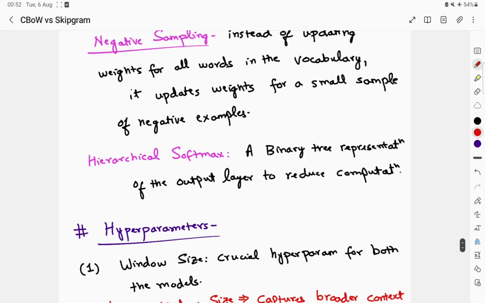And hierarchical softmax, on the other hand, is a binary tree representation of your output layer to reduce computations. This is more like a software engineering hack, and a lot of the beautiful software engineering based optimization using efficient data structures is applied in the hierarchical softmax to make the training process more efficient. And again, hierarchical softmax is used across both CBOW and Skipgram to make the training process better.